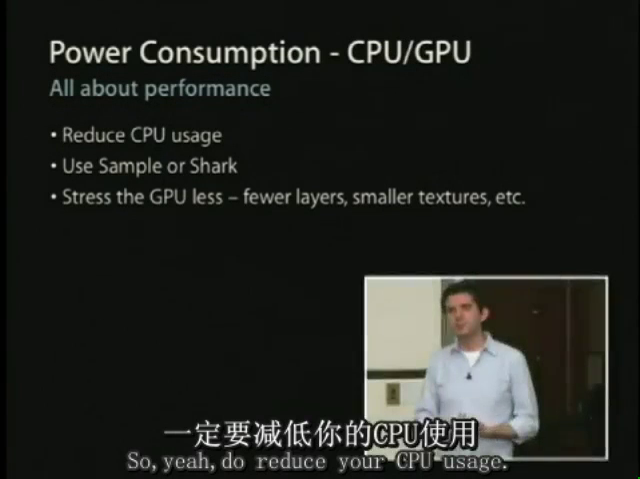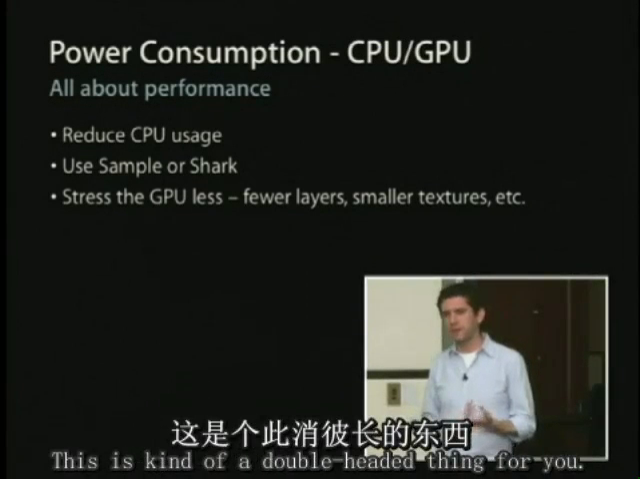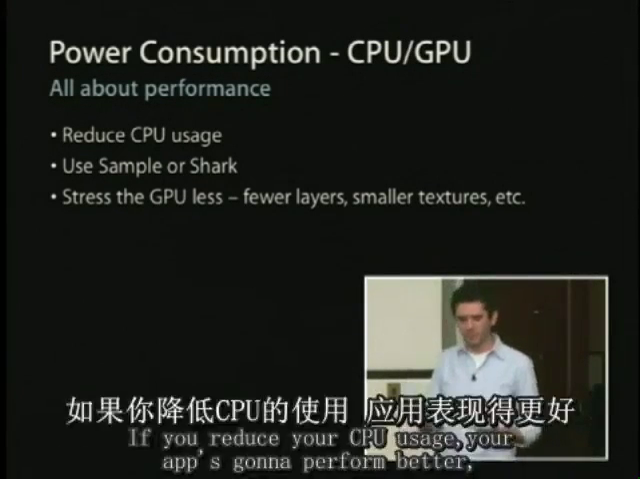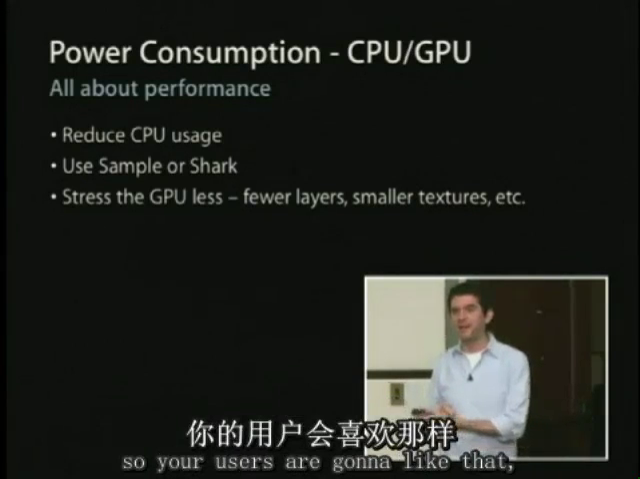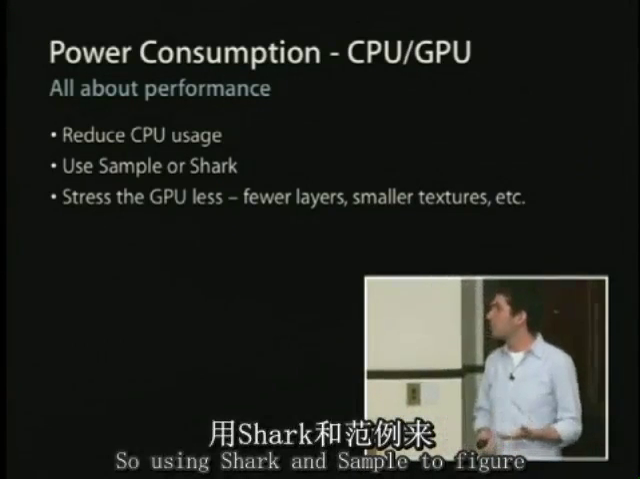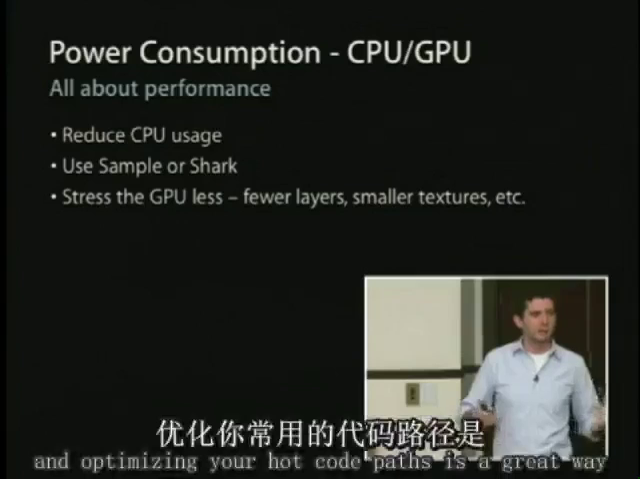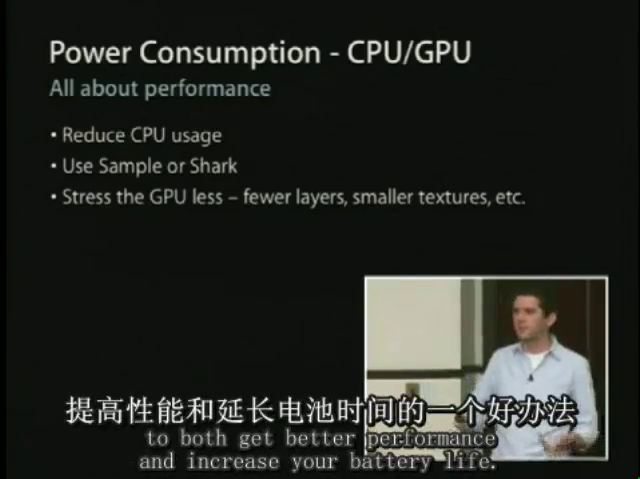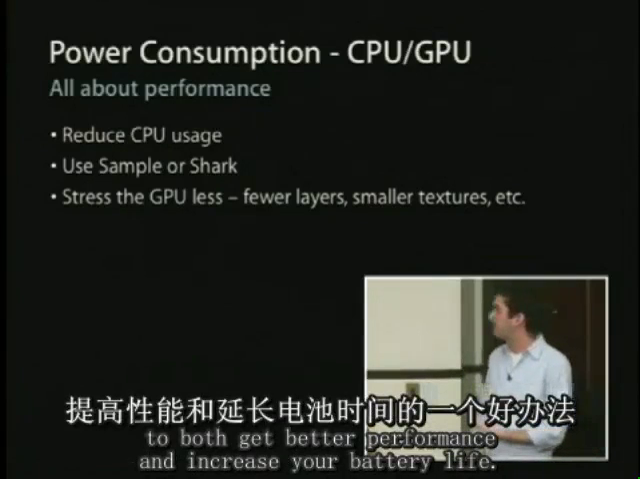So do reduce your CPU usage. This is kind of a double-headed thing for you. If you reduce your CPU usage, your app's going to perform better, so your users are going to like that, and it's going to use less power, so they're going to like that. So using Shark and Sample to figure out where you're spending all your time and optimizing your hot code paths is a great way to both get better performance and increase your battery life.